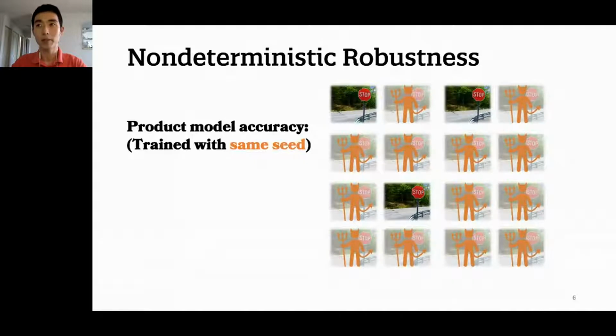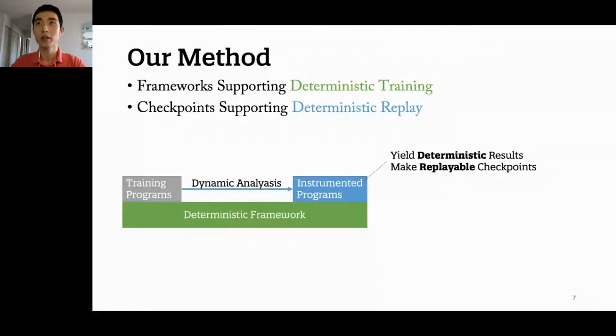To solve this problem, we need to make the training process deterministic. That means if we run the same program multiple times, we need to be able to get the same results for every execution. We propose a twofold solution to this problem. We first modify the deep learning framework to make it support deterministic training. On top of that, we perform dynamic analysis on the training program and instrument these programs. When these instrumented programs are executed on the deterministic framework, they yield deterministic results for every execution. Moreover, we can make checkpoints and support replaying the training process from these checkpoints. Next, I'll talk about these two parts respectively.